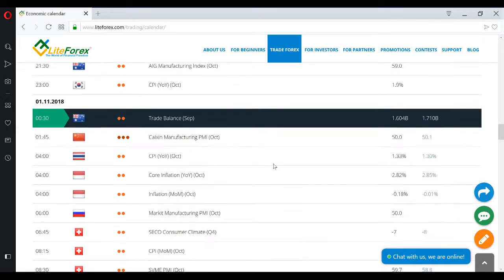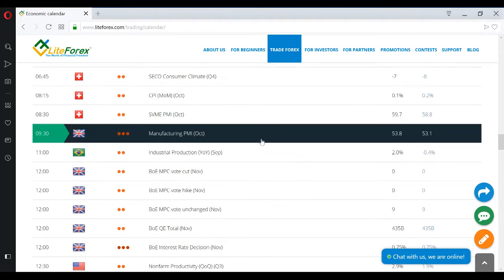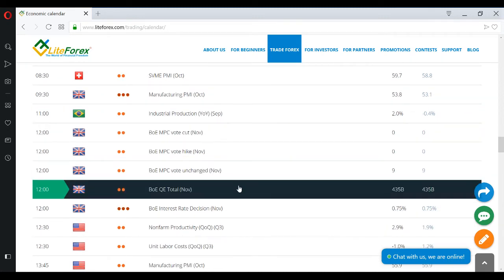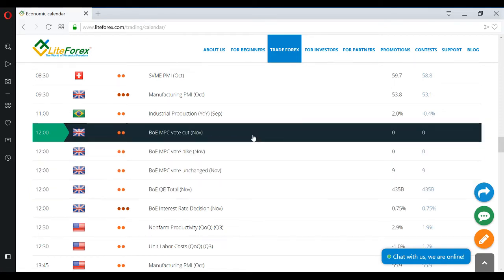This was Wednesday, and on Thursday we'll get British manufacturing PMI, and also we'll get the meeting of the Bank of England, one of the key central banks. There are no expectations of a change in the Bank of England's policy. The Bank of England will likely say that there are signs of increased price pressures, but it will stress that it won't increase interest rates until we have the Brexit deal done and there is some certainty about that.